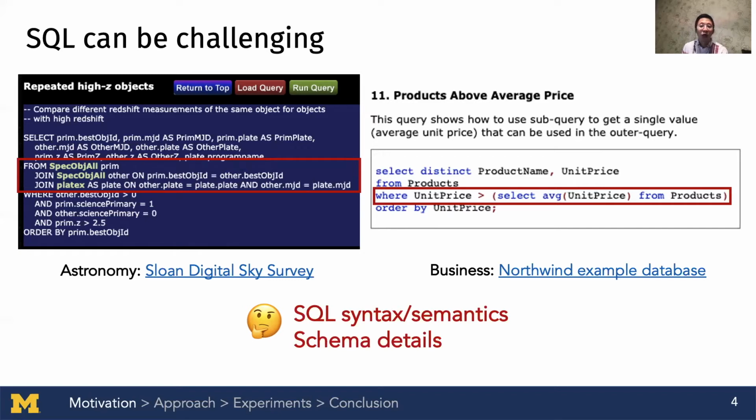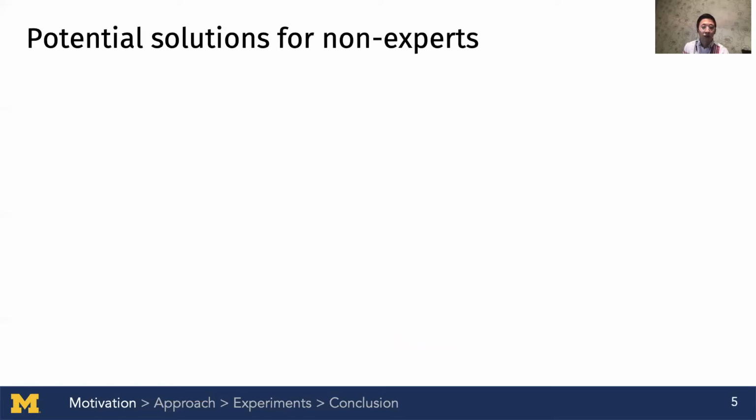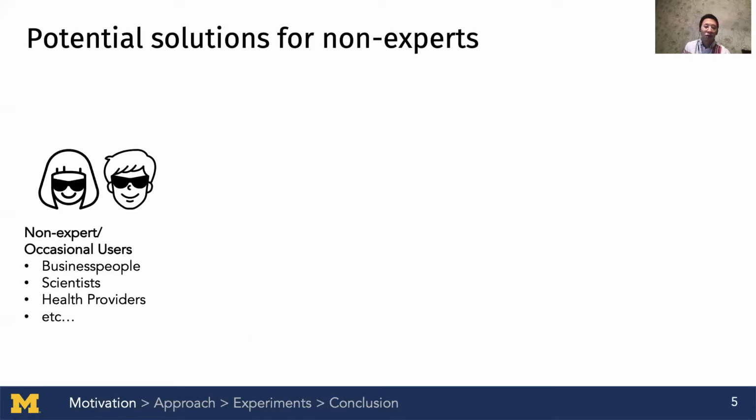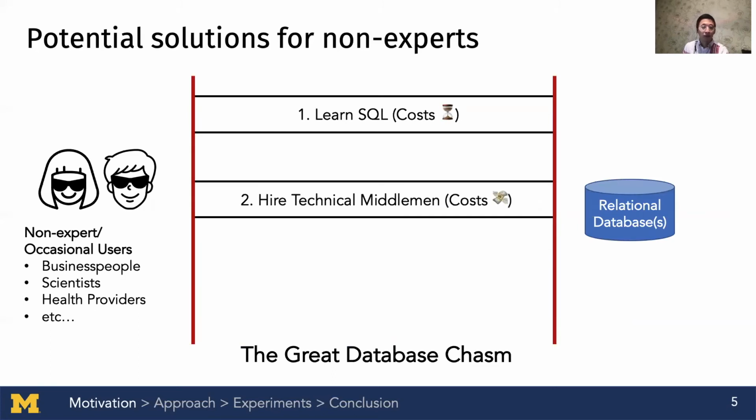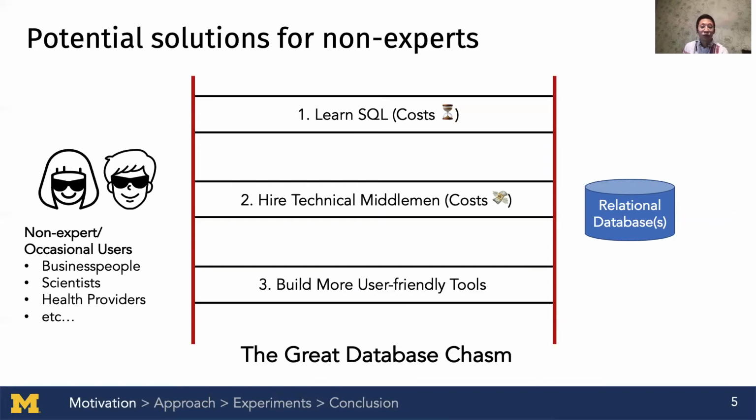As a result, the research literature has considered a bunch of different ways that we can tackle the problem of making SQL easier to digest for non-experts in particular. To enable these non-experts to access relational databases, there are three general approaches that people take. The first is to have these users learn SQL, and that's going to cost a little bit of time. The second is to hire technical middlemen as an organization who can do the dirty work for them. This costs both time and money. The final one is to build more user-friendly tools, and this is the approach that we'll be focusing on in this talk.